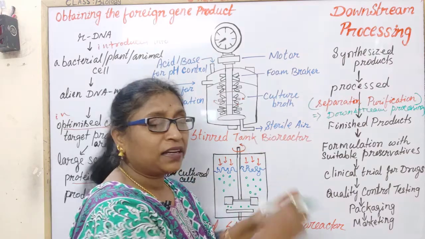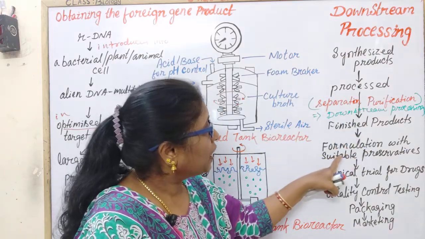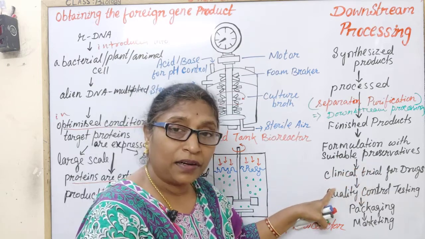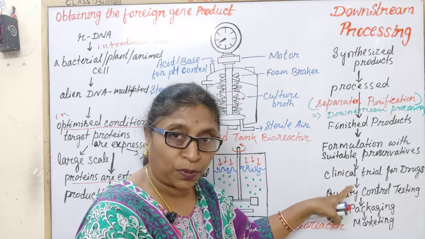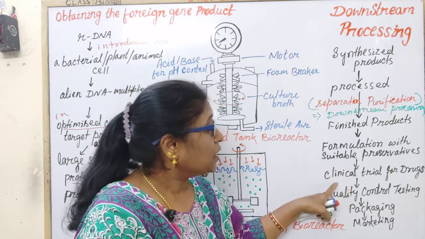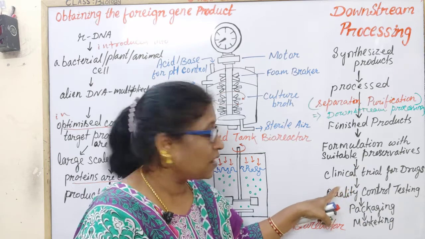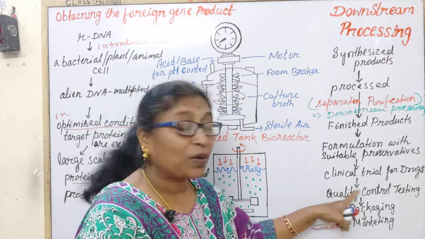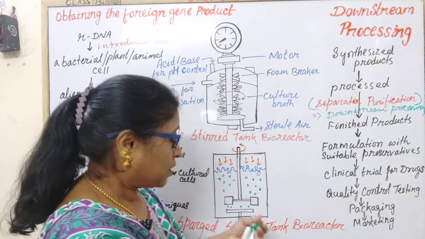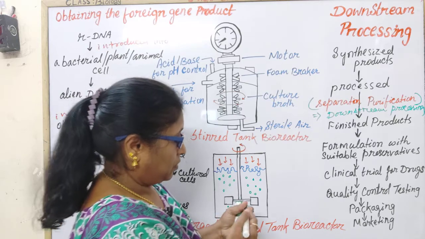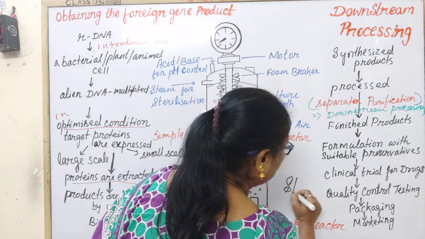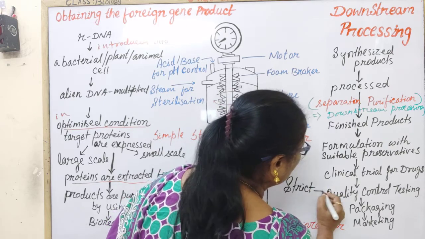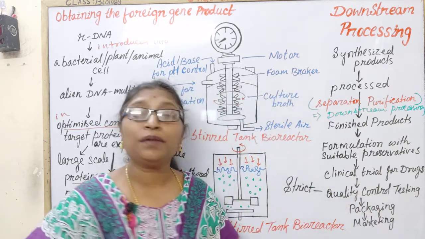Okay, but again it has to be purified and formulated with suitable preservatives, because it has to be marketed. So suitable preservatives are applied to these proteins. If these are drugs or medicines, then a clinical trial is done before marketing. Then strict quality control testing is done, then packaging, then marketing.